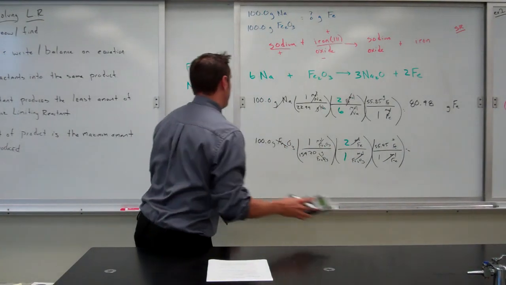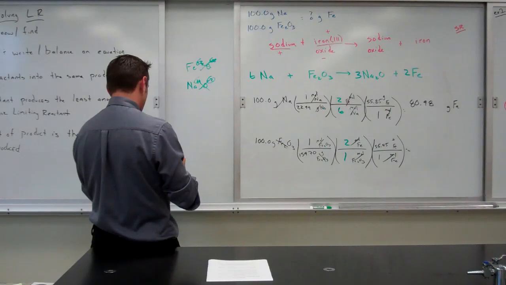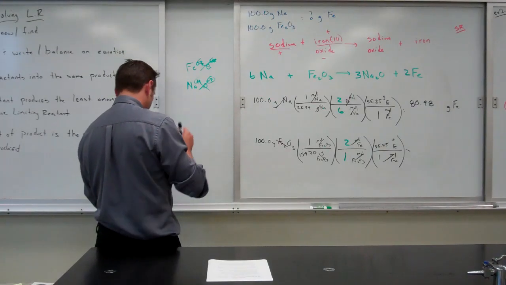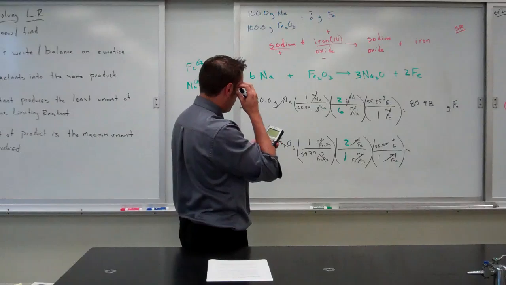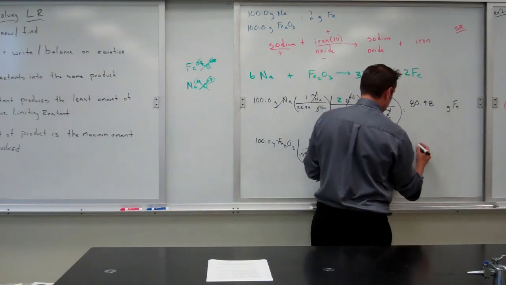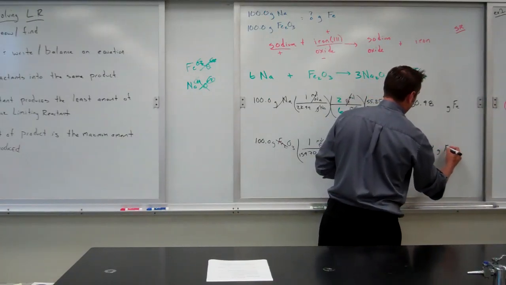So you do the math on this bottom one. 100.0 divided by 159.70 times 2 times 55.85. And you get 69.9436. 4 sig figs, 5 sig figs, 4 sig figs. Looks like I'll get 69.94 grams of Fe.